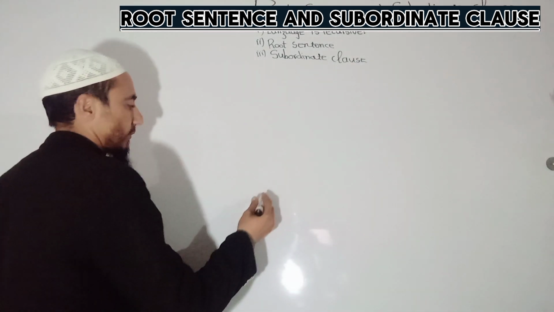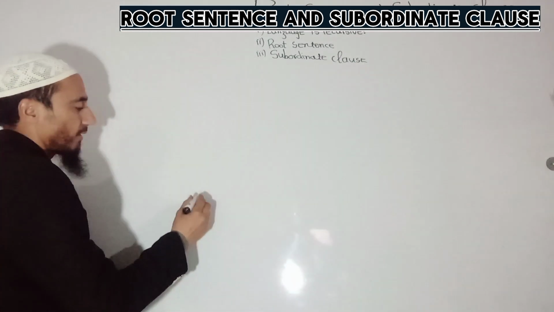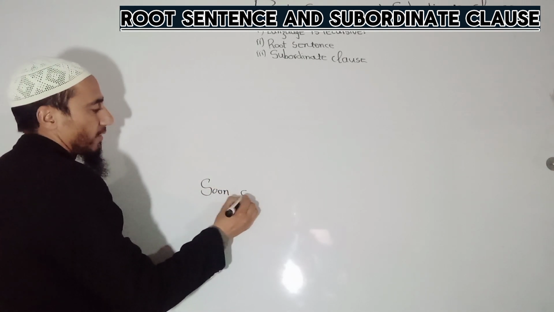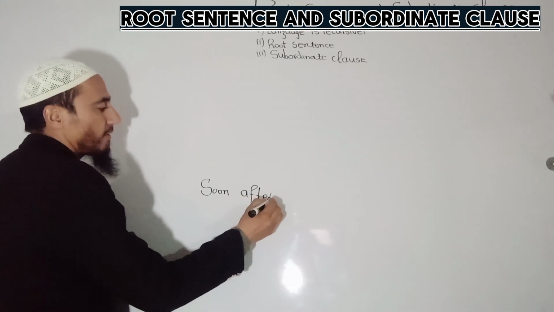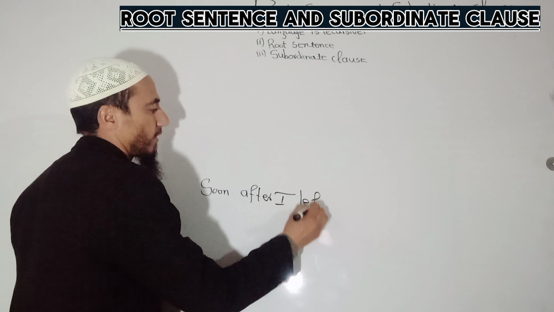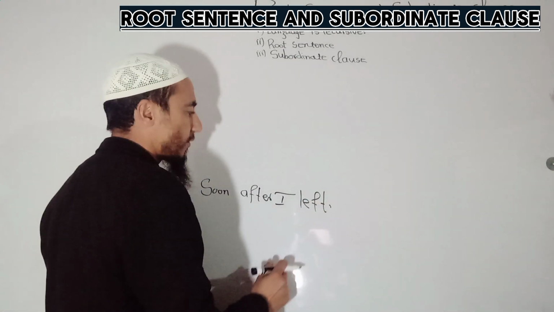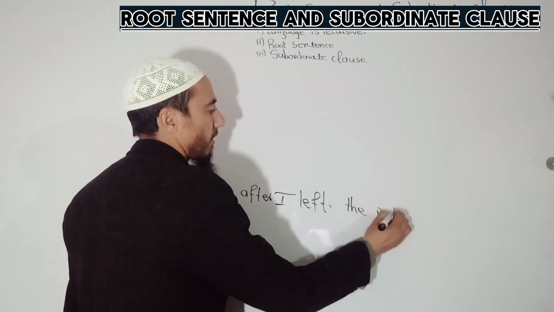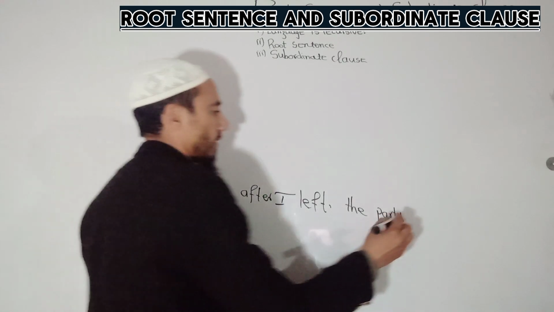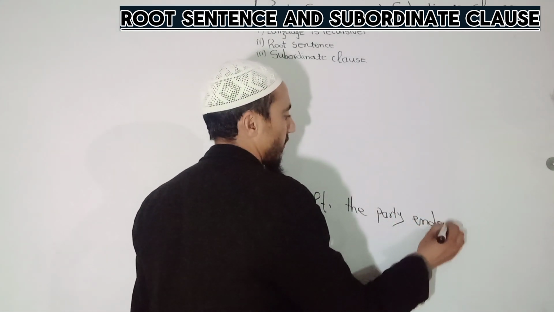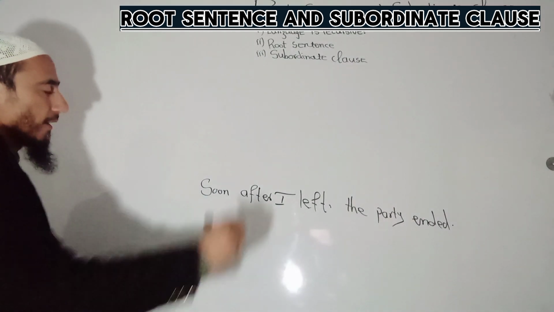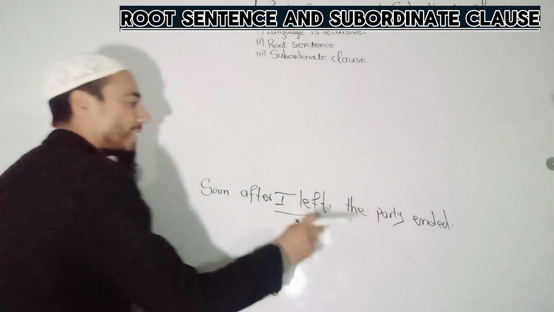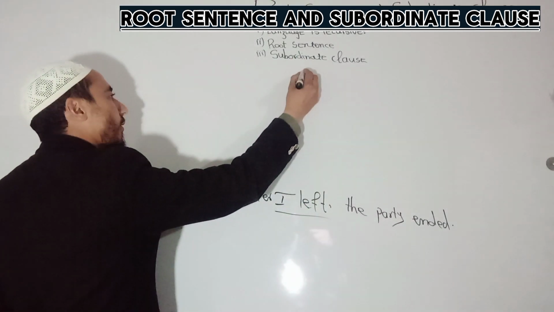For example, soon after I left, the party ended. Now, see, first of all I'm drawing a structure. I left. Here we have a subordinate clause. I left. Now, we have S.